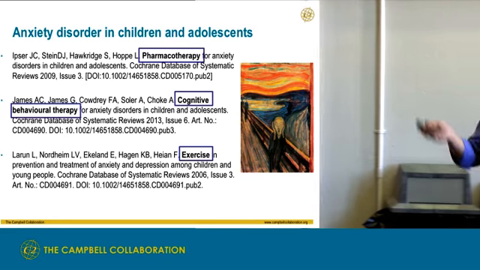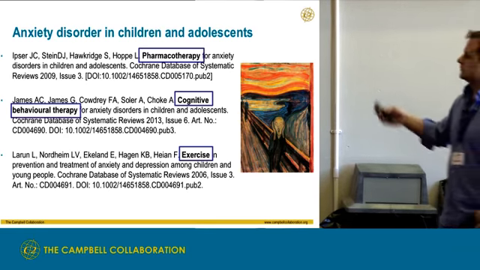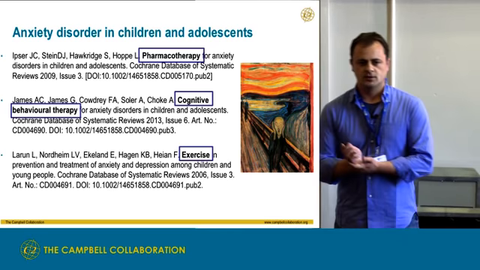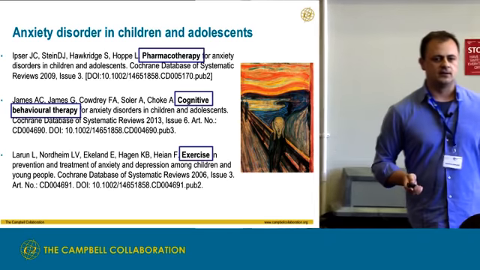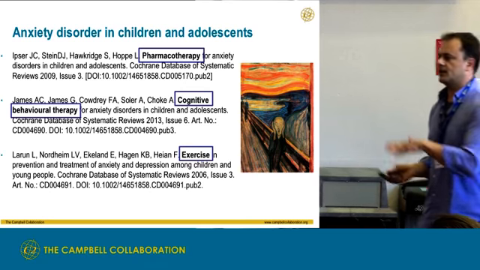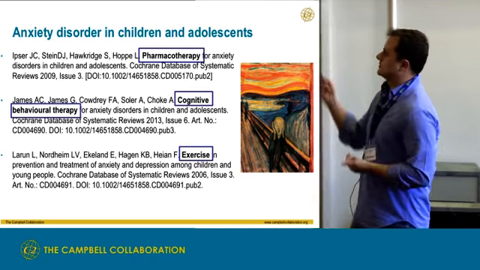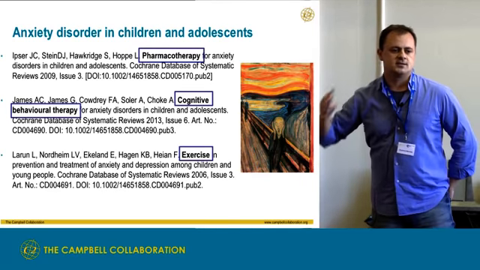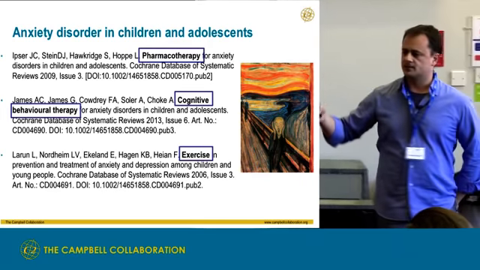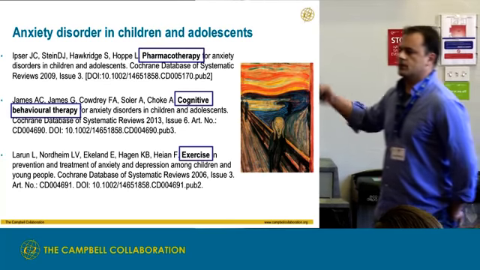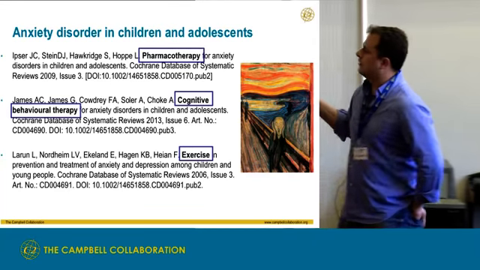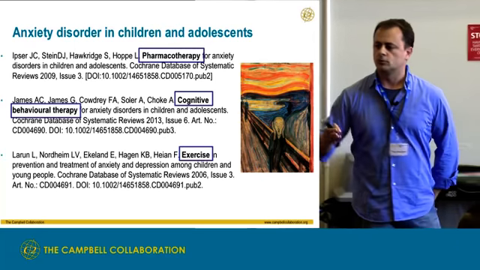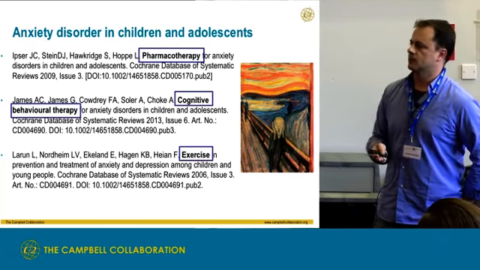So I have 3 different reviews, the same problem, the same population, different interventions. And actually, it's not just 3 different interventions, it's 3 different classes of interventions. For example, pharmacotherapy, if you read the conclusions, it says that overall there is a benefit of drugs over placebo, but we need more research to find out which drugs are effective, because they are not all equal and not all of them beat placebo.